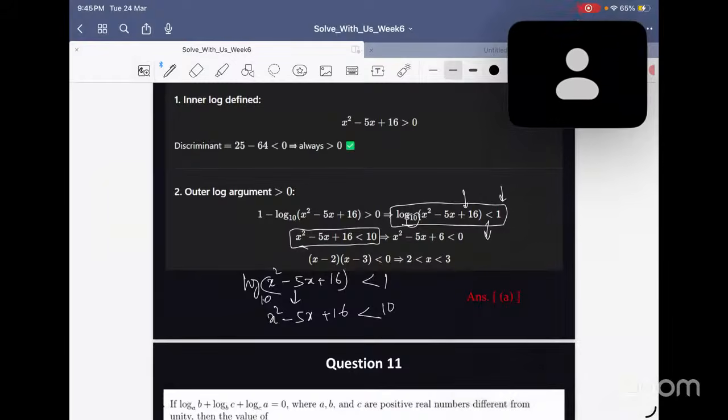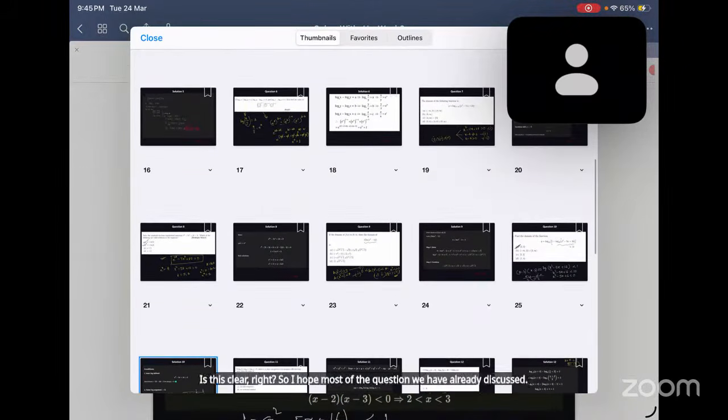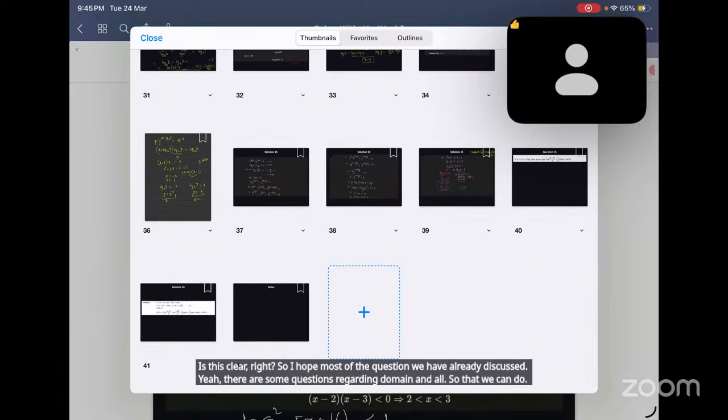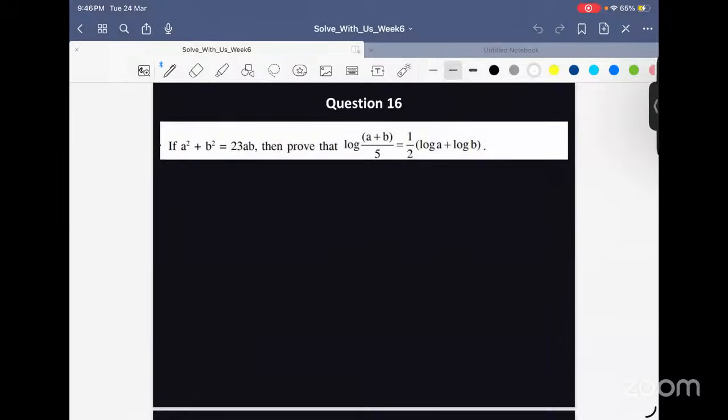Okay. Is this clear? I hope most of the questions we have already discussed. There are some questions regarding domain and all, so that we can do. This is the last question. It is a proof, I guess.